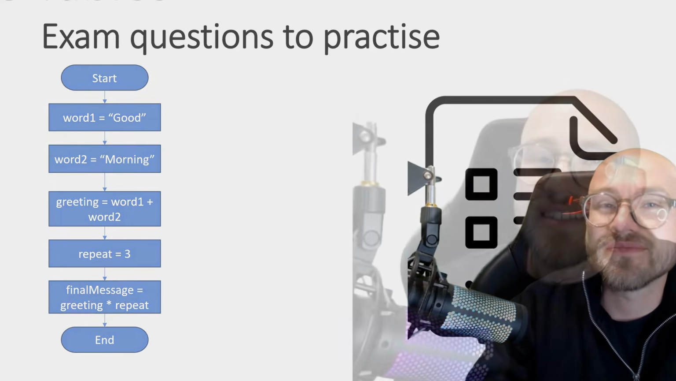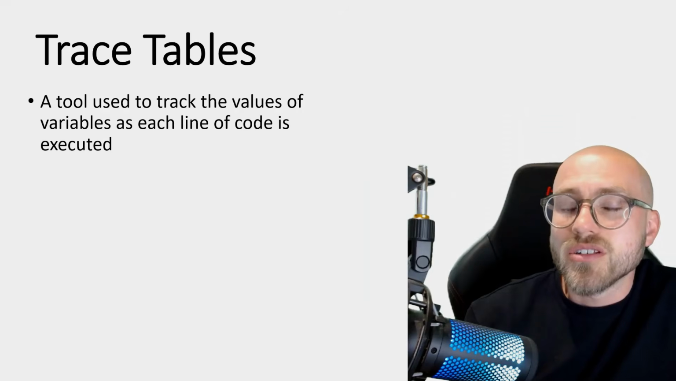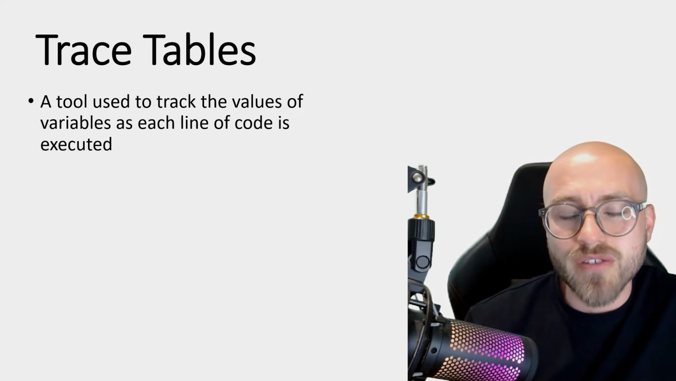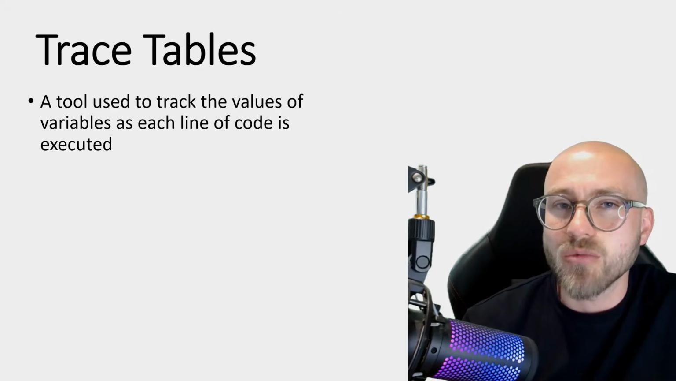We can just end. Today we're going to be looking at trace tables. A trace table is a tool used so you can keep track of what a variable is doing as a program is running. It's quite often used if you're having any problems with your program and you want to figure out exactly the moment where it's not acting the way you want it to.